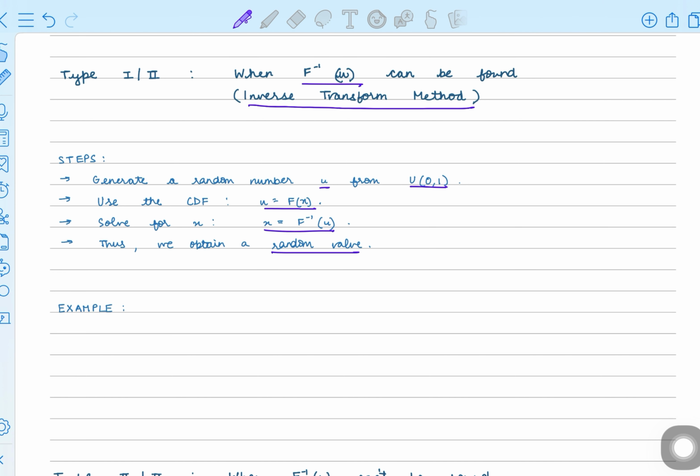Let's understand this properly with the help of an example. So the question asks us to generate a random value from an exponential distribution with lambda equal to 2. As covered in part 1 of the 2-part video series on this chapter, the CDF for an exponential distribution is given by 1 minus e to the power minus lambda x.